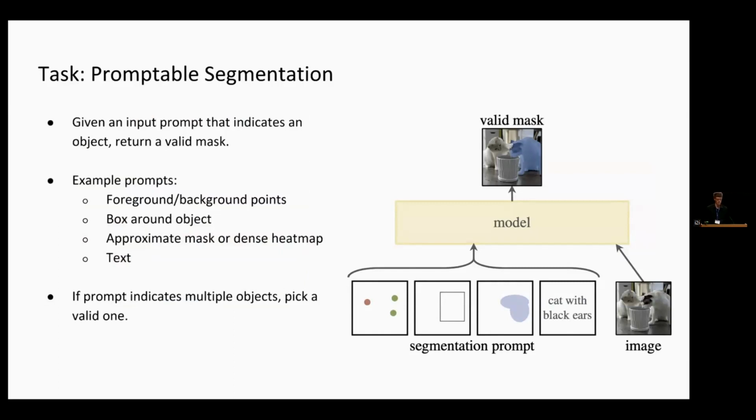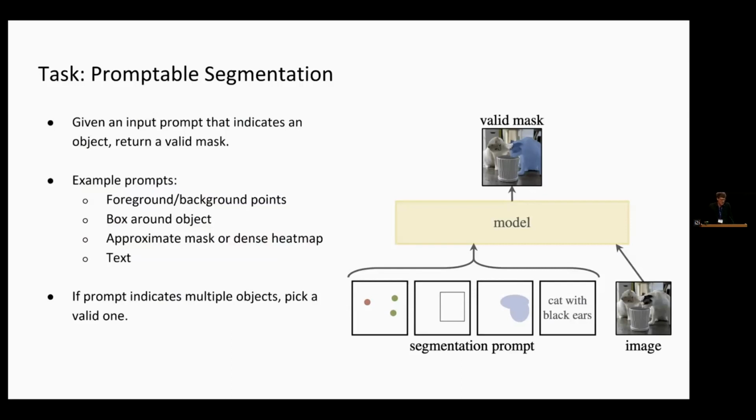One point, maybe there's multiple points on the object, as well as negative points off the object that indicate that area is not the region you're interested in. Maybe there's a box around the object. Maybe you have some sort of approximate mask or dense heat map that's in the area of the thing you're interested in. And then going up in complexity, you could imagine also inserting text that points to an object via semantics, such as a cat with black ears, pointing at this cat on the right-hand side.